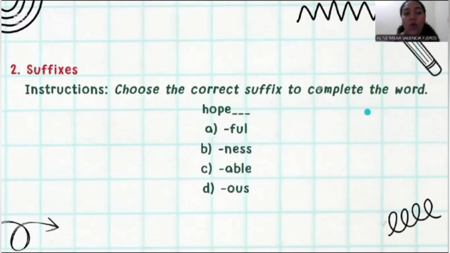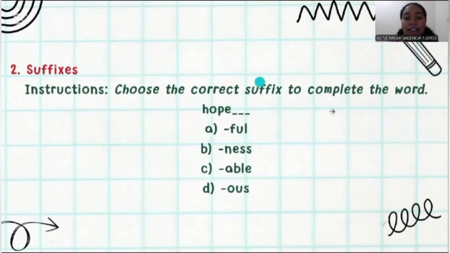Now we're going to work with the suffix. You will choose the correct suffix to complete the word. We have the word hope. What do you think is the correct one? A, B, C, or D? Correct. The letter A. The suffix ful, and we complete the word hopeful.